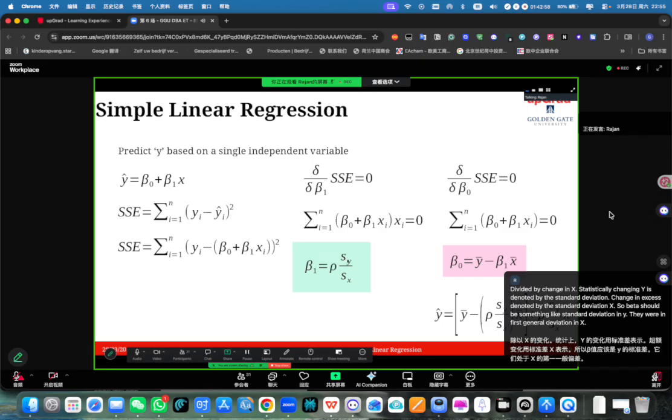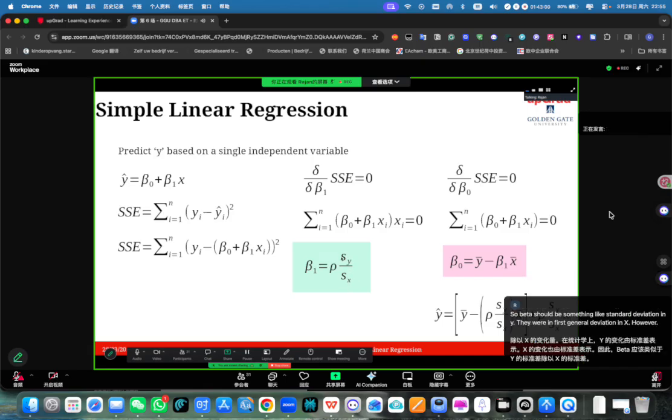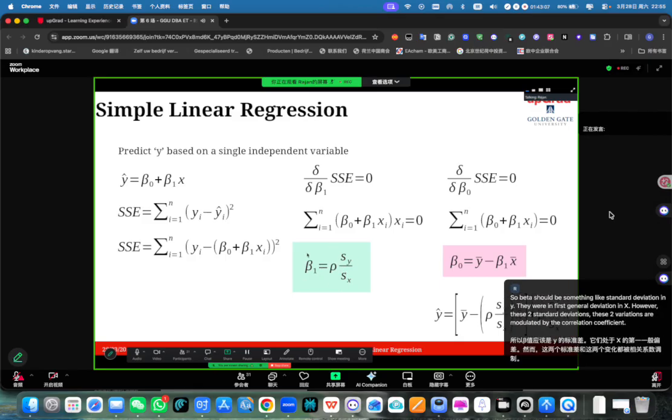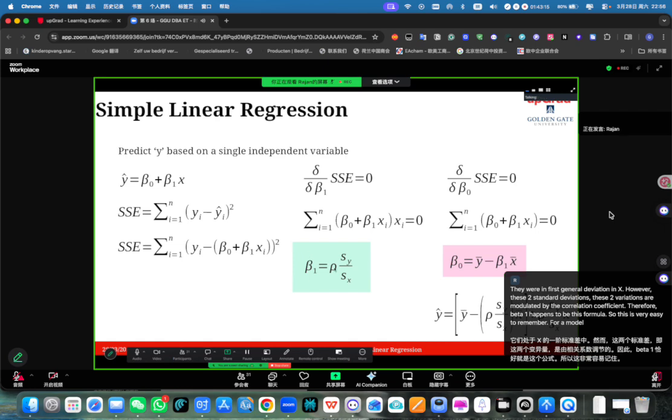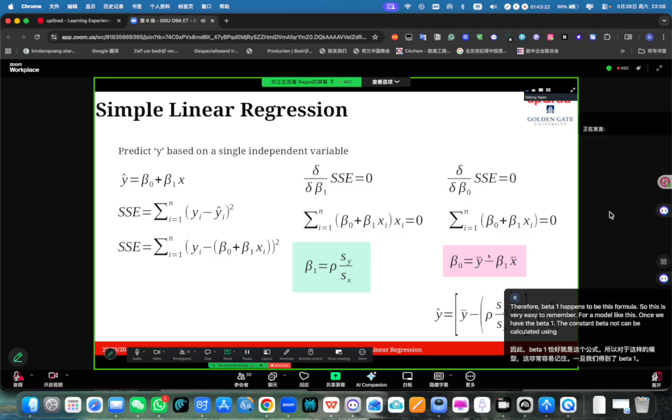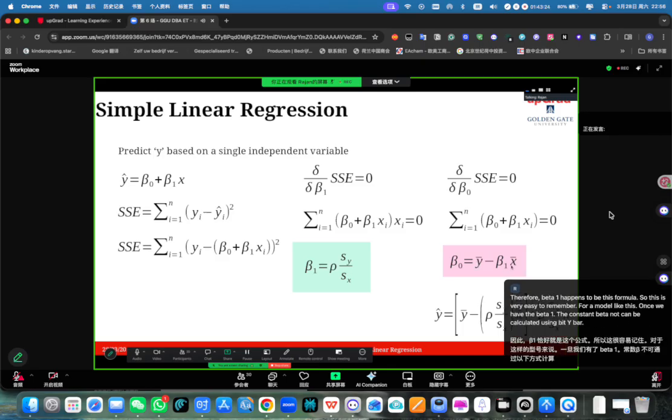However, these two standard deviations, these two variations, are modulated by the correlation coefficient. Therefore, beta 1 happens to be this formula. So this is very easy to remember for a model like this. Once we have beta 1, the constant beta naught can be calculated using y bar minus beta 1 x bar.